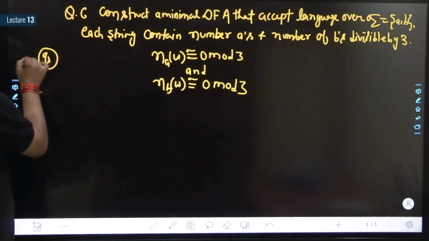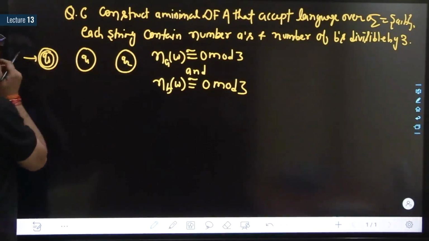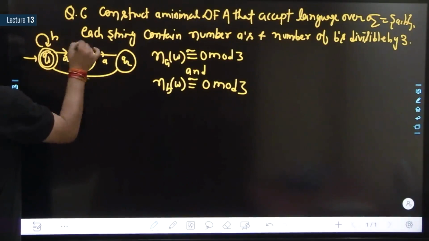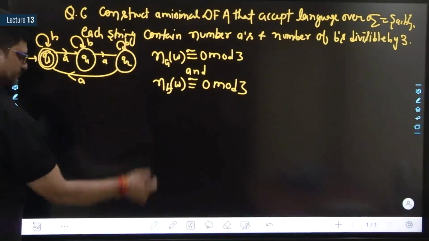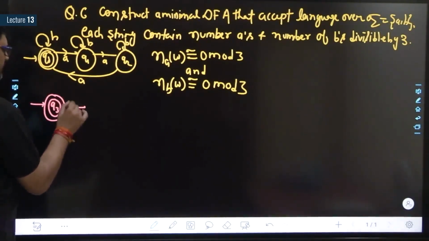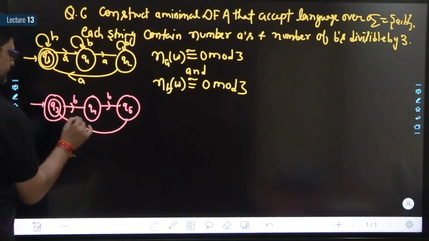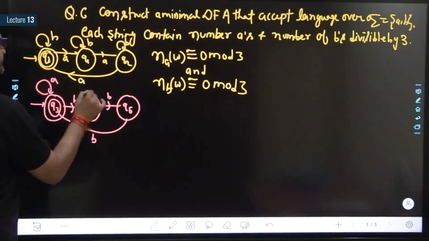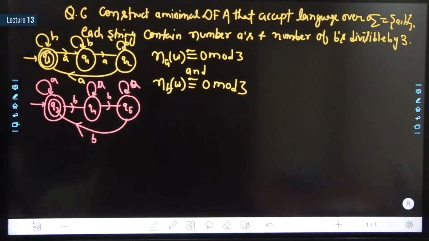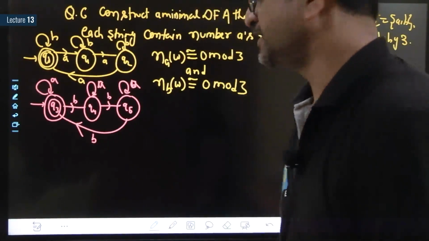Number of A's divisible by 3: Q0, Q1, Q2. Number of B's divisible by 3: Q3, Q4, Q5. Okay. Now, how many states are present when we design a DFA for number of A's and number of B's divisible by 3? Cross product.